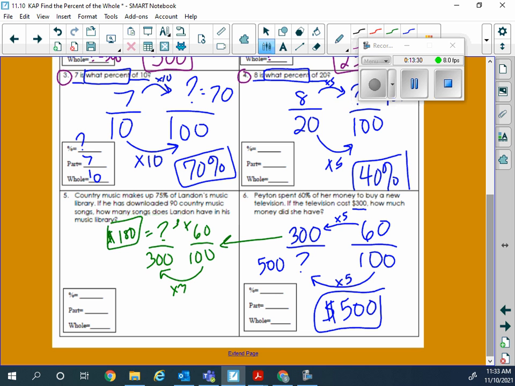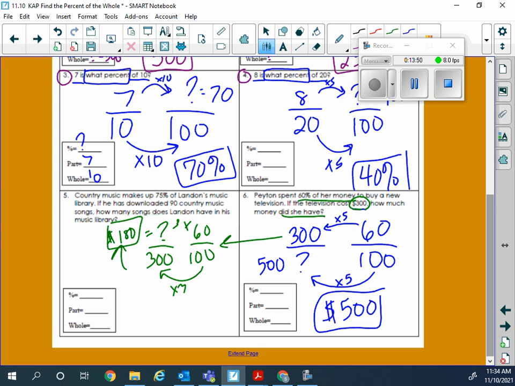It said she spent 60% of her money to buy a new TV. The TV cost $300, so how much money did she have? You're saying she had $180. Well, if she only had $180, could she have bought the TV? You see what I'm saying? You see how that's not reasonable?